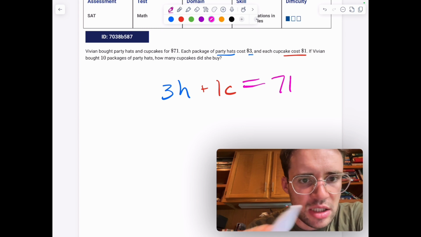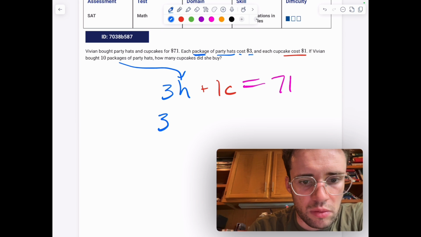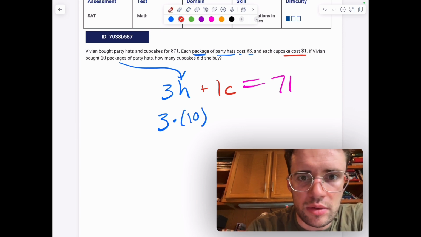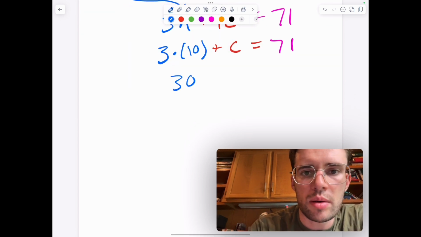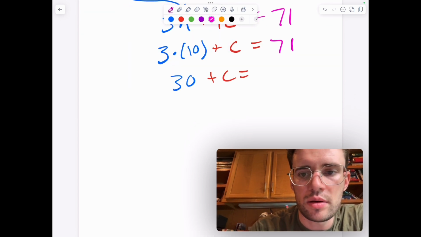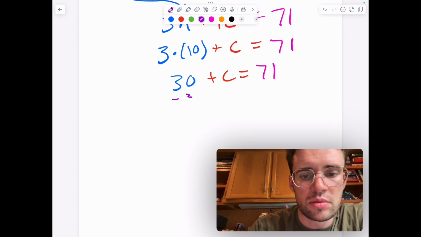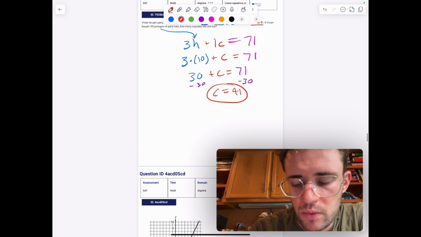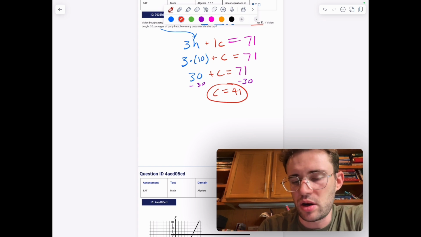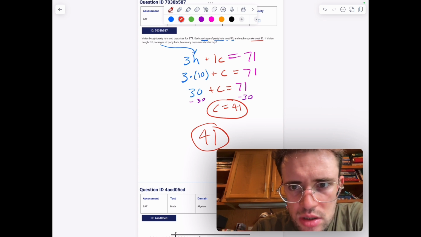If Vivian bought 10 packages of party hats, so that means this is the number of packages, right? It's the price per package. It'd be 3 times 10, and then you just got to figure out how many cupcakes. So plus C equal to 71. 3 times 10 makes 30. What plus 30 would be 71? You can actually think of that. What do you have to add to 30 to get 71? That's going to be 41. But we could also subtract 30 from both sides. 71 minus 30 is also 41. So 41 cupcakes. When you bubble it, I keep circling the C equals part, but all you'd say is there are 41 cupcakes. Just cupcakes, it's not packages.